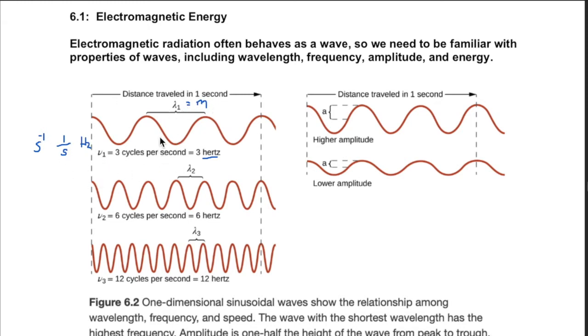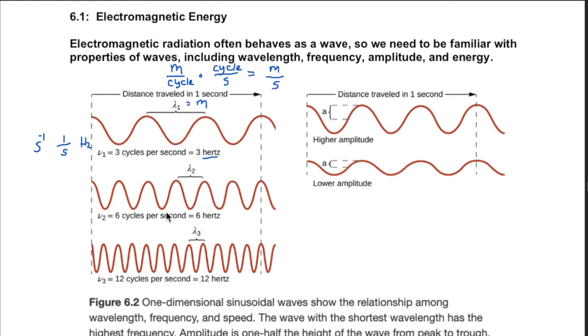If you multiply these two terms together, the meters per cycle, or the meters per wave, and you multiply that by the frequency, which is the cycles per second, you get the speed of the wave, how many meters per second the wave is traveling. And for light waves, that ends up being the speed of light.